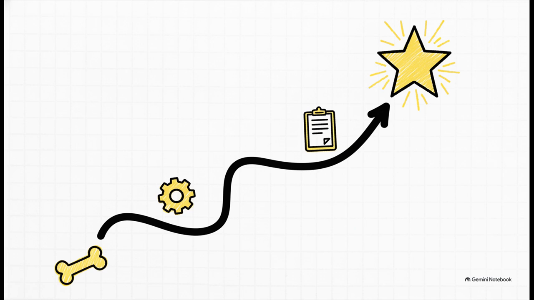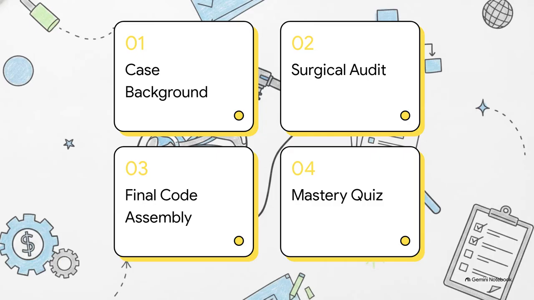So, for our grand finale, we are setting our ultimate mission. We're taking all 14 previous modules and putting them into practice. We are going to audit a complex, real-world surgical operative report, and then you're going to face the final comprehensive mastery quiz. Mission go. Consider this your final mission briefing. We've got Phase 1, which is our case background. Phase 2 is the surgical audit. Phase 3 is final code assembly. And Phase 4 is your mastery quiz.